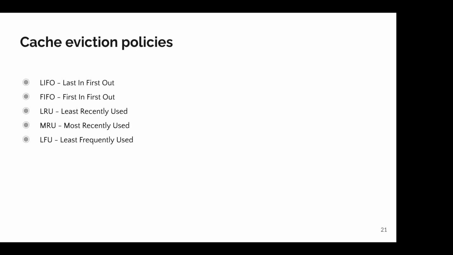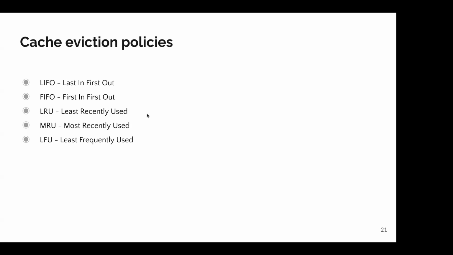Okay, so there are different policies. There are more than this also, I've only listed the top 5. Last in first out, and first in first out, I think everyone might have heard about, because this is stack and queue, right? Next one is LRU, which is least recently used. So here, when particular data is least recently used, then you would be clearing that. And the next one is MRU, most recently used.